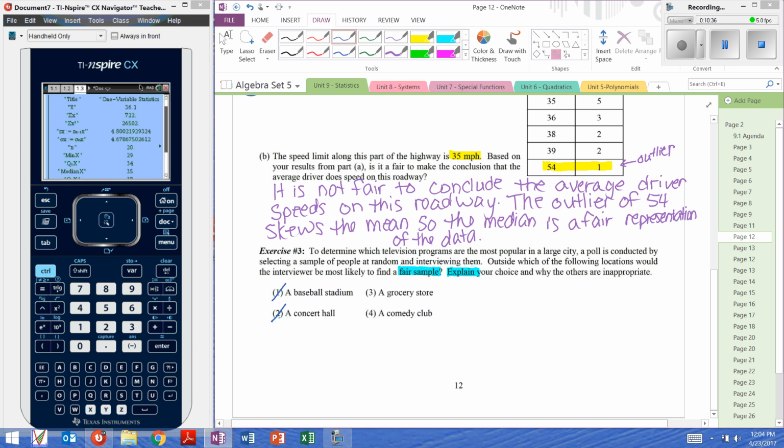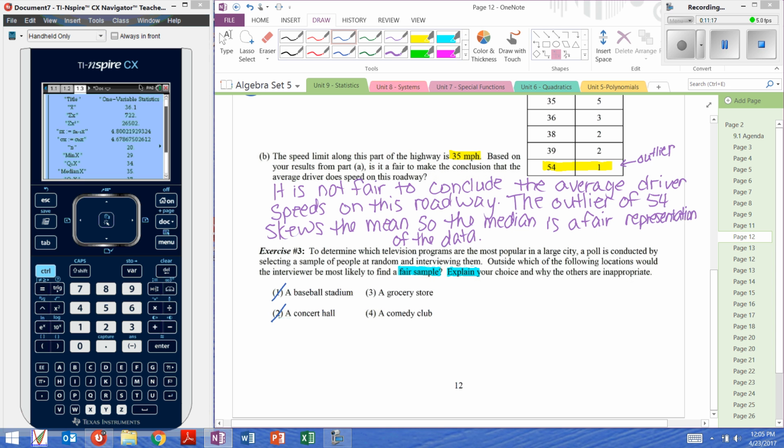Okay, a grocery store. Well, you might argue, yep, there's a Food Network, but wait a minute, let's think here. The difference between a baseball stadium and a concert hall is that people are picking to go to those places. At a grocery store, everybody has to eat, no matter what. I know lots of people who actually hate going to the grocery store, but might like to watch the Food Network, but you have to go to the grocery store. So it seems to me right now that it would be a pretty fair sample of people if we interviewed them. Let's read on.